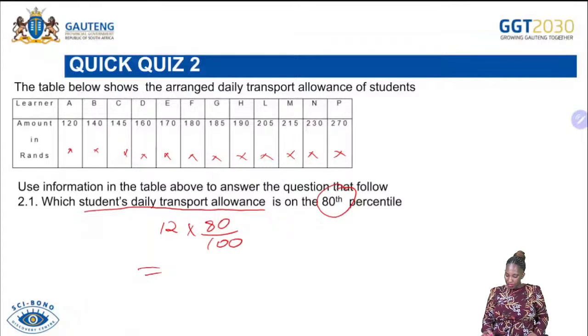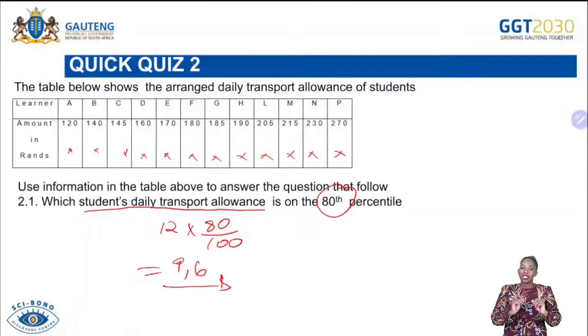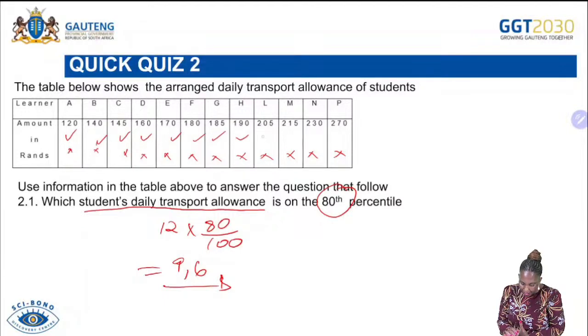So now we look at the position. We say 12 multiplied by 80, we divide it by 100. So our answer is 9.6. So meaning it is at position 9.6. Now let's have a look at position 9. It is 1, 2, 3, 4, 5, 6, 7, 8, 9. 9, what? 9.6. So it means it is here.